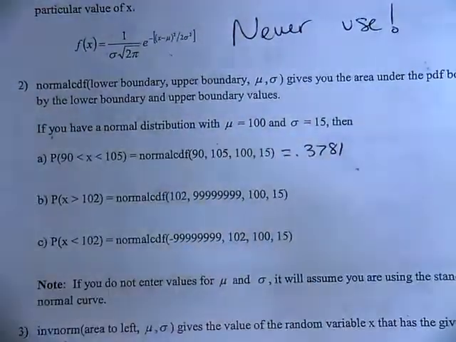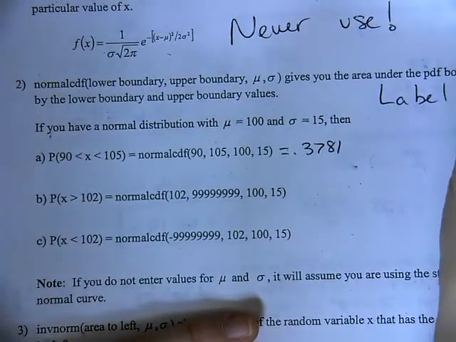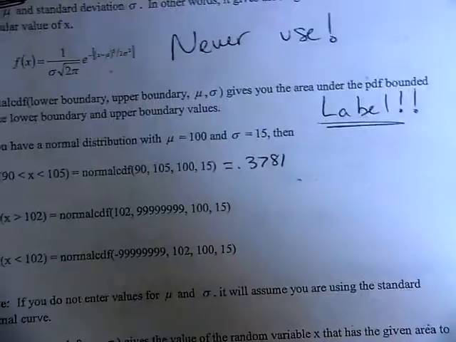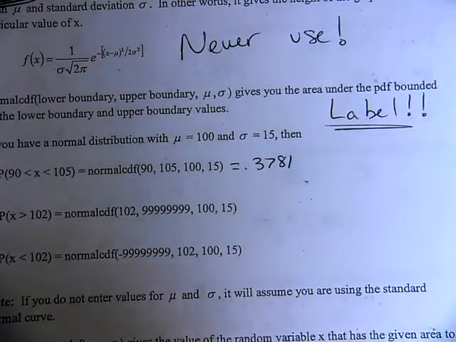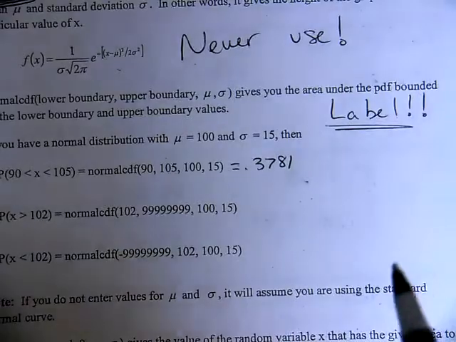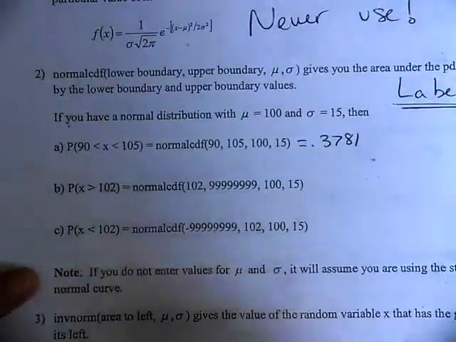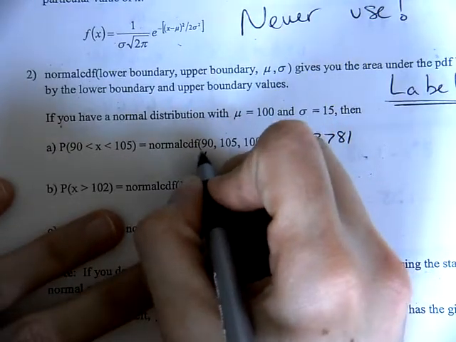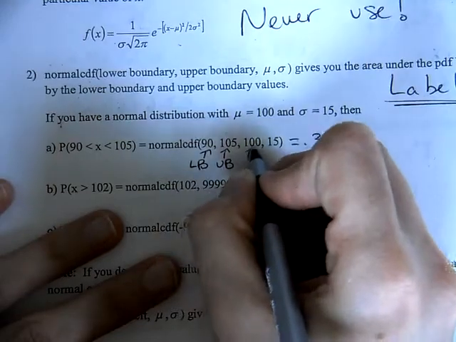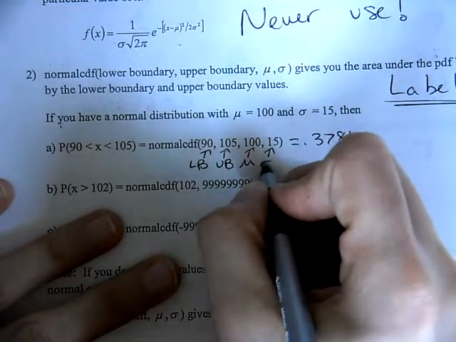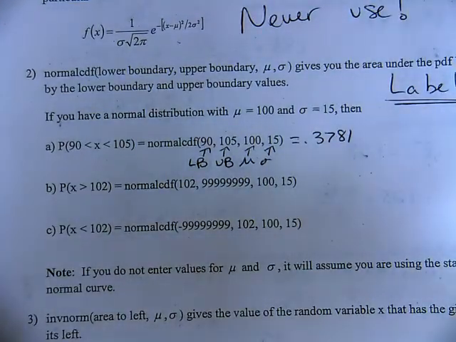Now the trick with normal CDF is you must label. Just like binomial, if you don't label, every time you will get marked down 1 point. On the AP exam, if you have it all correct, they will take you down to half credit. So it's real easy. What you're going to do, I like to put LB for lower bound, UB for upper bound, the mean, standard deviation. So make sure you label every single time.